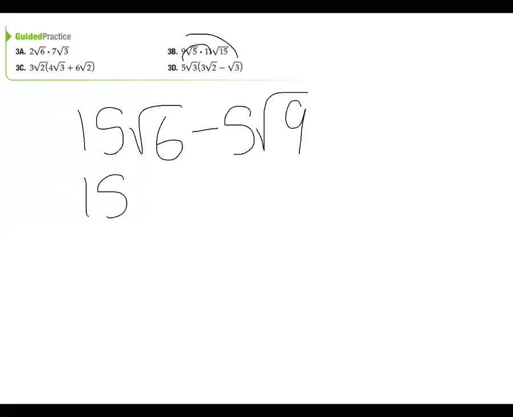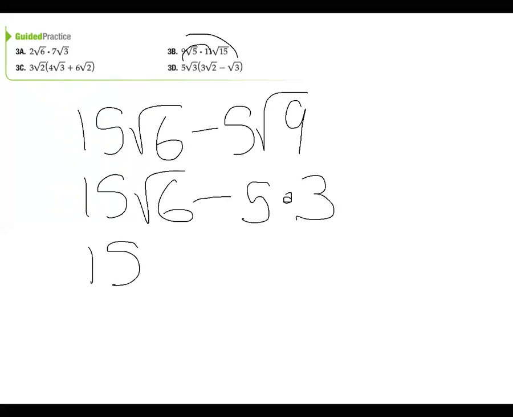So 15 square root of 6. 6 has no perfect square factors. 9, the square root is 3. So it becomes 5 times 3. So 15 square root 6 minus 15.